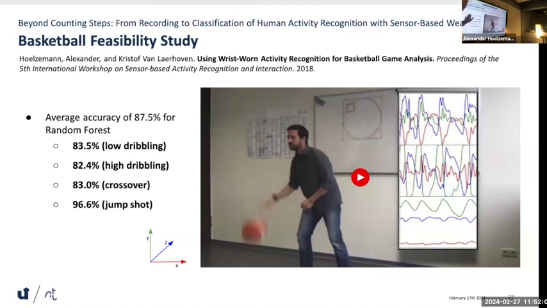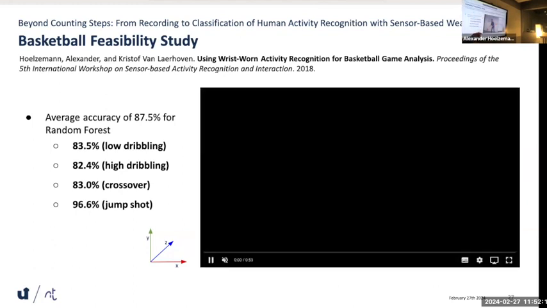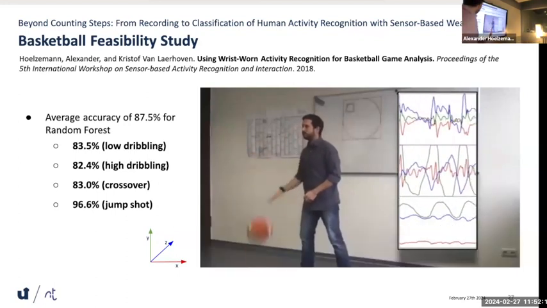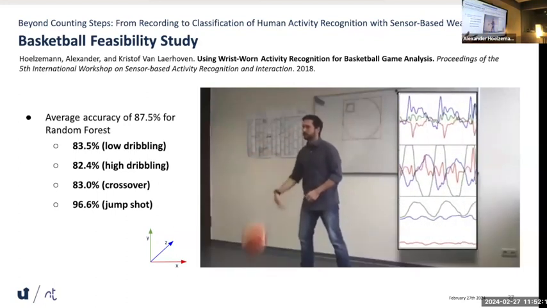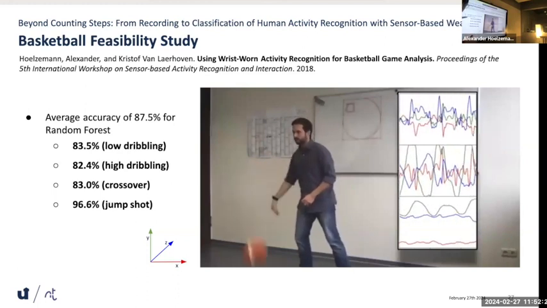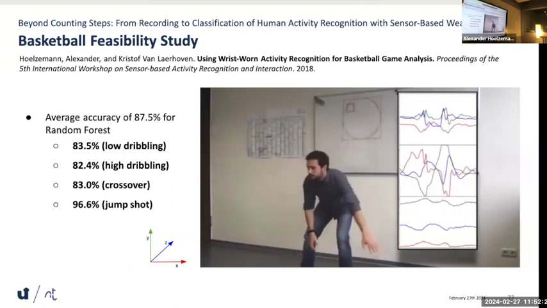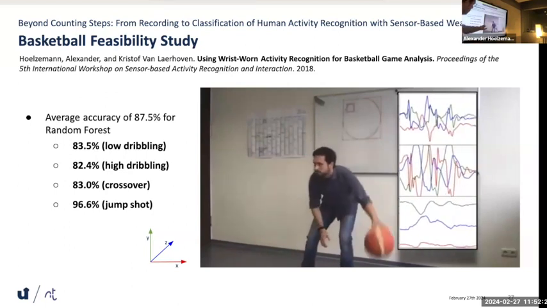This is a feasibility study that we did right at the beginning of my PhD in 2018 already. We tried to distinguish basketball classes from each other. We therefore used 4 classes, 3 types of dribbling. We called it low dribbling, high dribbling, doing crossovers, and in the end also doing the jump shot. You can see me dribbling basketball there.